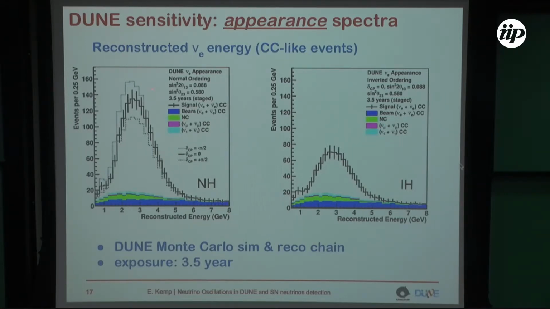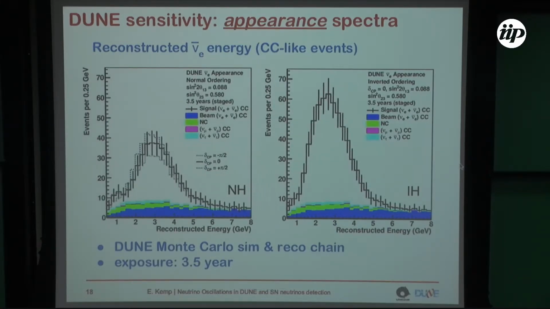And these gray lines are the other extreme cases, when you have delta CP equal to minus pi over 2 and plus pi over 2. Those are the extreme cases that can affect the shape of the spectrum and the counting rate as well. Here you can see that, again, the shape is similar, but the counting rate is very different in these two cases. And here are the same, but for anti-neutrino mode.